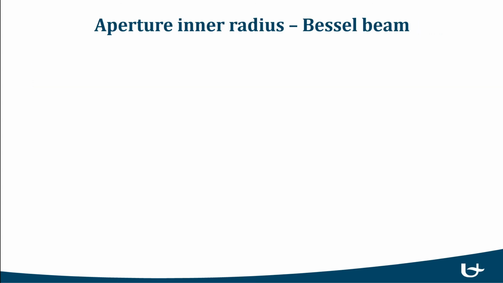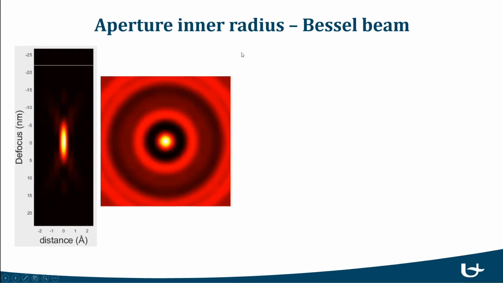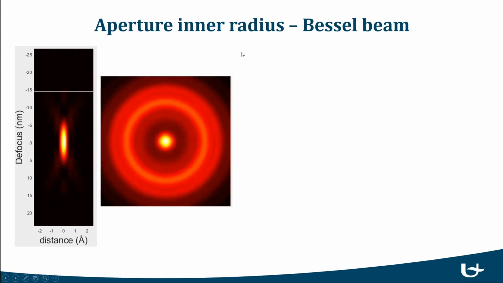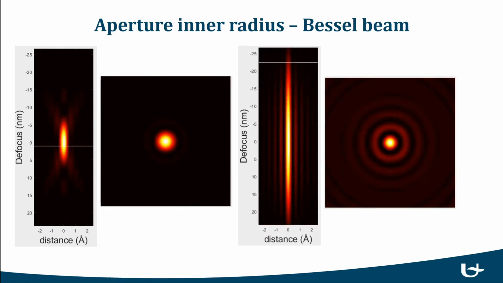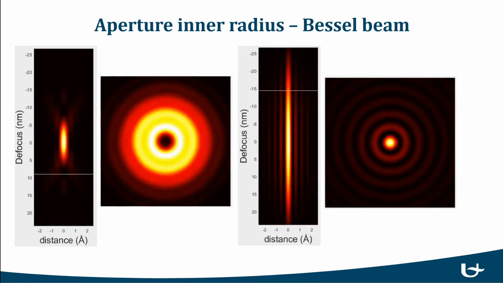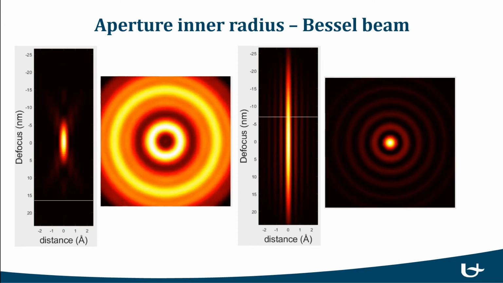In order to have a better understanding of the Bessel beam, we can compare it against the convergent beam, in which the intensity of the beam varies strongly against the defocus values. However, in the case of the Bessel beam, that intensity is rather constant over a large range of defocus.